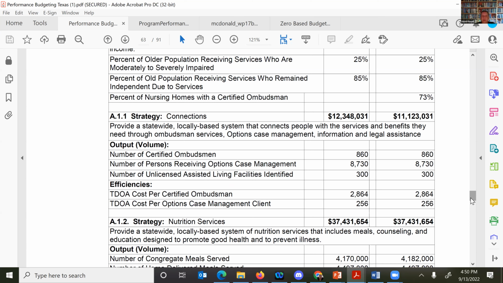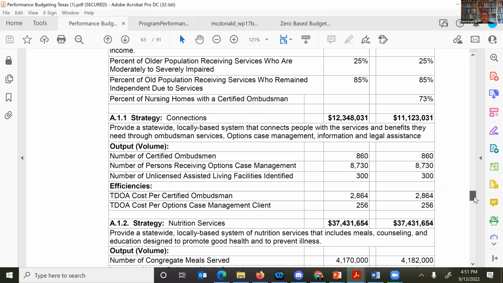So the activities we're going to engage in, the actual outputs that we're going to be creating: we're going to fund 860 certified ombudsmen. We're going to have 8,730 people who receive options case management. We're going to have 300 unlicensed nursing assisted living facilities that have been identified. The cost per certified ombudsman is $28.64. The cost per options case management client is $256. We're spending $12,348,031 on this strategy of connections with ombudsman and with case management.